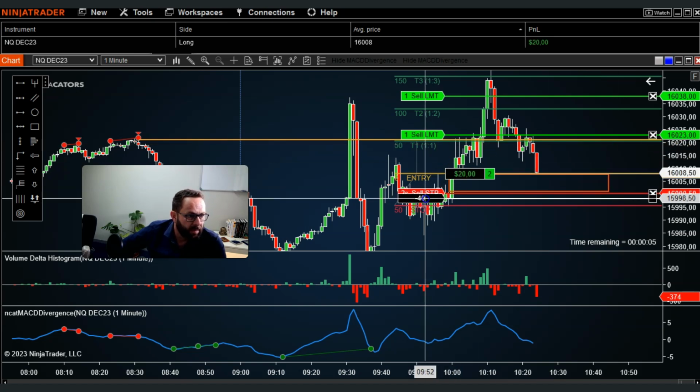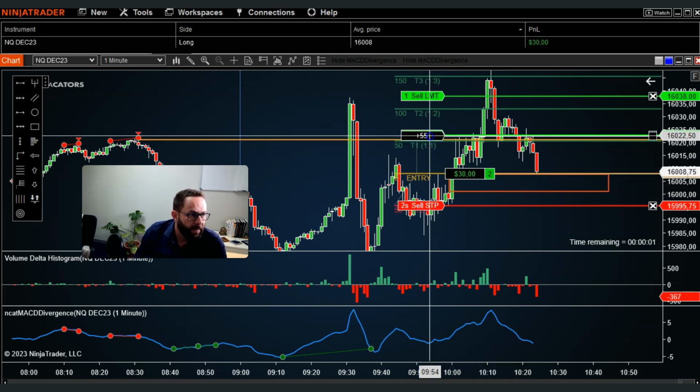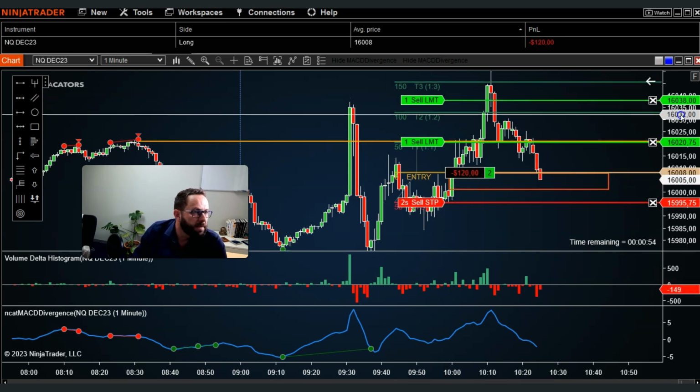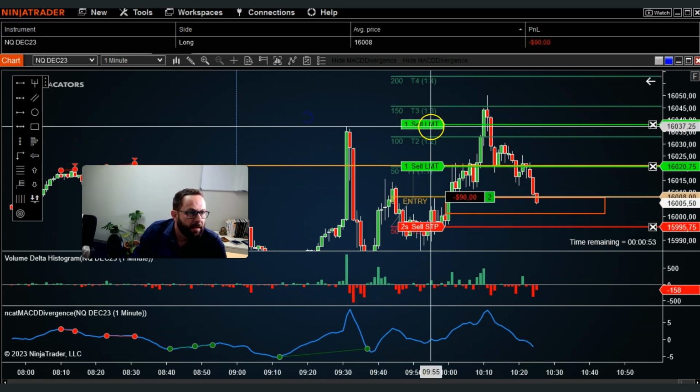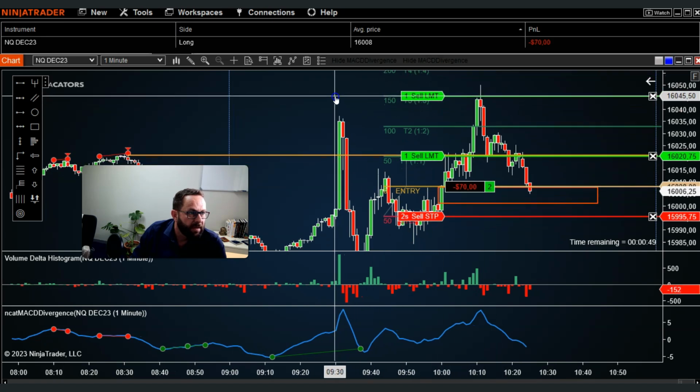Alright, so I'm going to place my stop loss right there. First target at that 50 tick T1, and my second target just above the peak of this previous swing high.